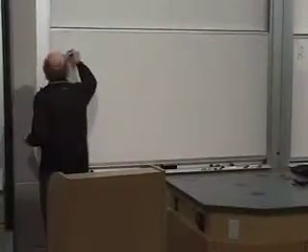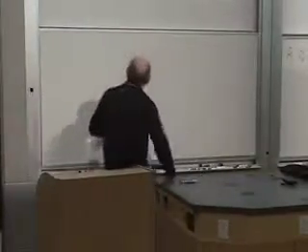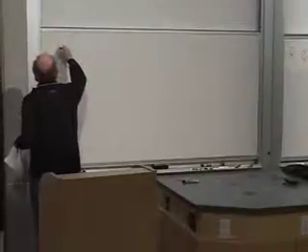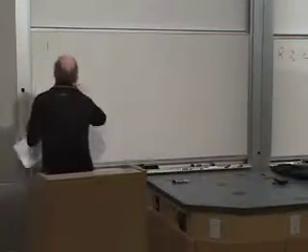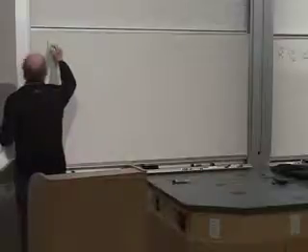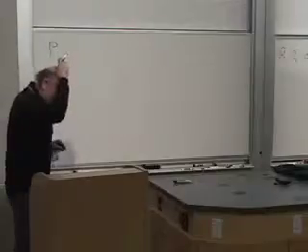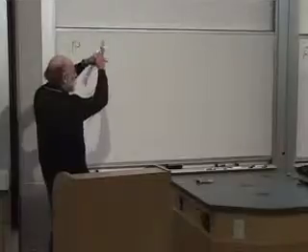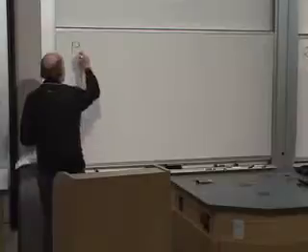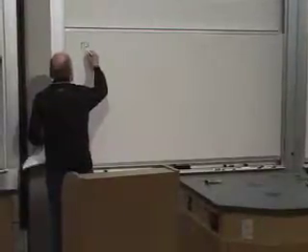There was the observable for the polarization when the polarization was in the vertical and horizontal directions, plus for horizontal, minus for vertical, and we call that P.